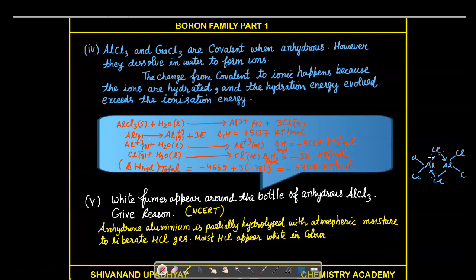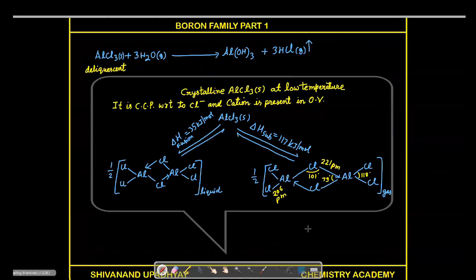What is the reason? Because they are electron deficient, anhydrous aluminium chloride is partially hydrolyzed with the atmospheric moisture to liberate HCl gas. Moist HCl appears white in color. So when we are discussing this reaction, AlCl3 in solid state is reacting with H2O in gaseous state to form Al(OH)3, right?